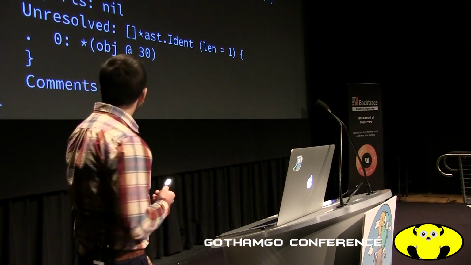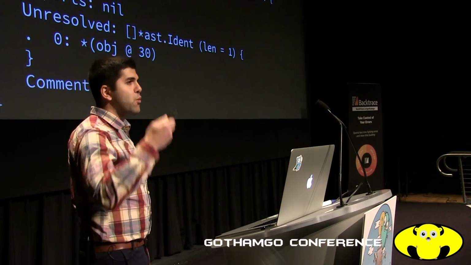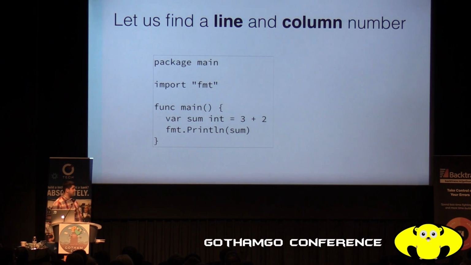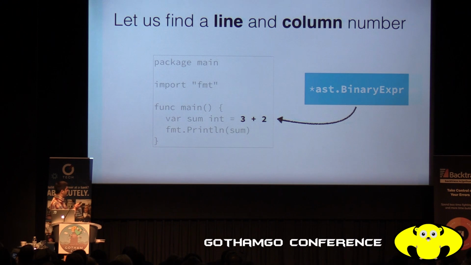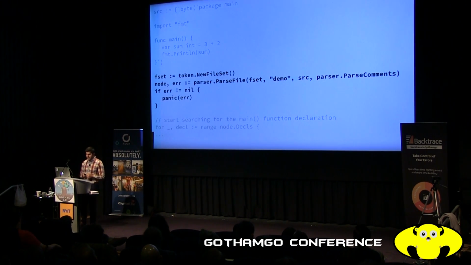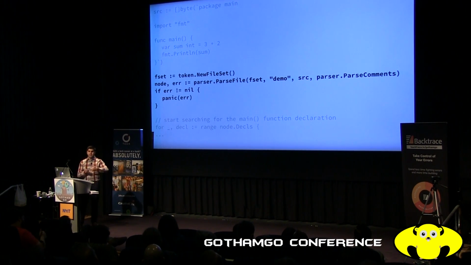If you see a very big output like this, the question comes: how am I going to traverse the tree if I want to find something? Let me explain this with an example. Let us find a line and column number, especially for this binary expression here. Again, we define our source code, and I want to parse it. I pass it to the parser, and it gives me an ast.File.